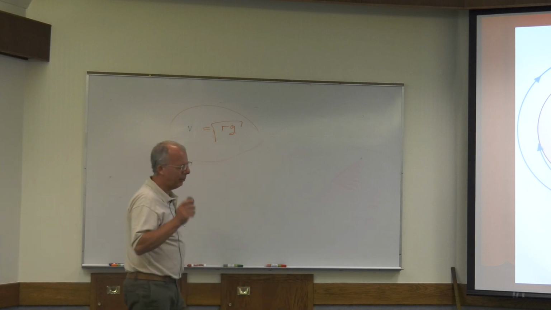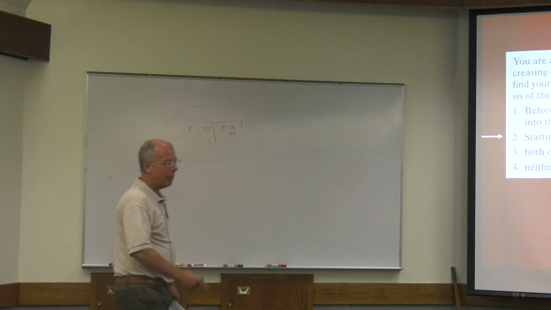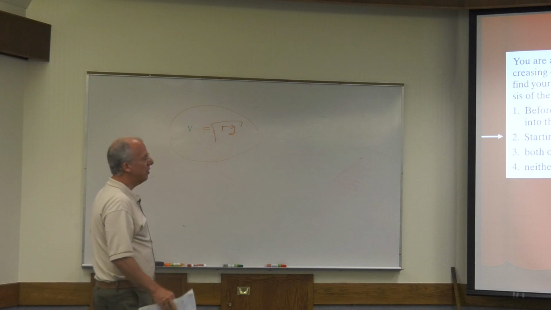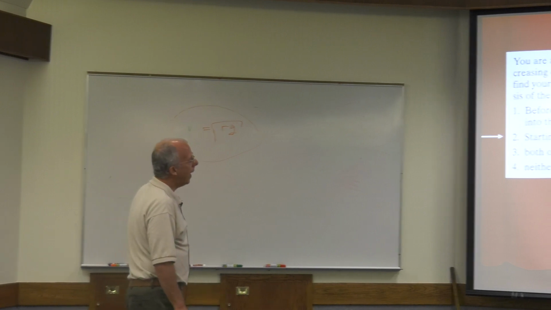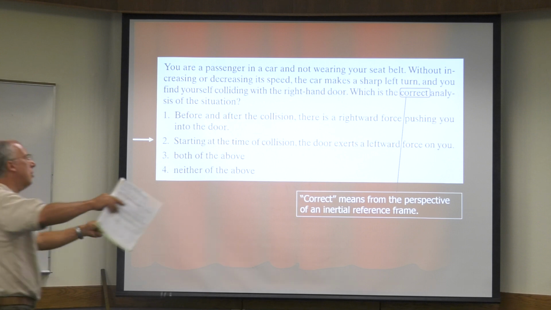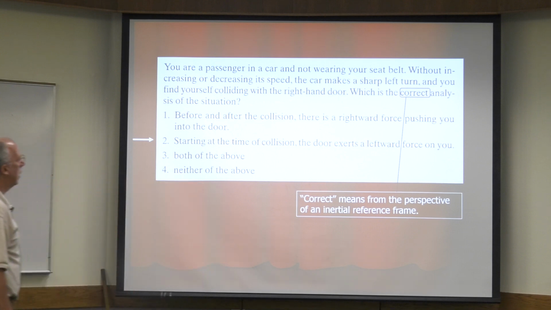Okay, new topic. Remember this? This is an old slide. Let's just go over it. You are a passenger in a car not wearing your seat belt. Without increasing or decreasing its speed, the car makes a sharp left-hand turn, and you find yourself colliding with a right-hand door. Which is the correct analysis of the situation?